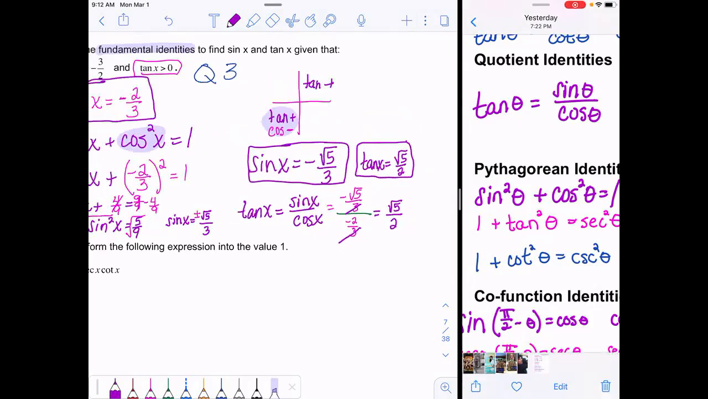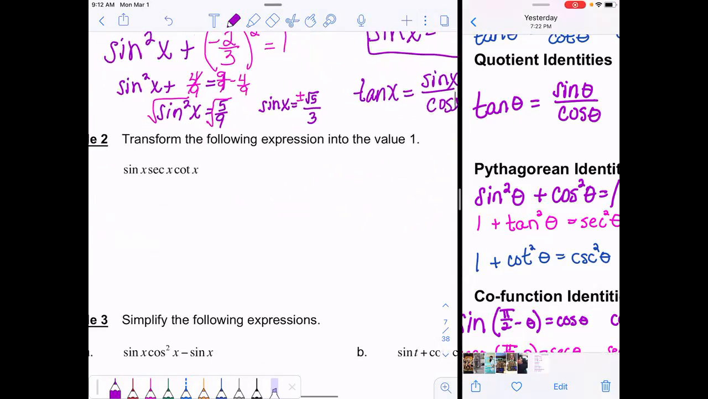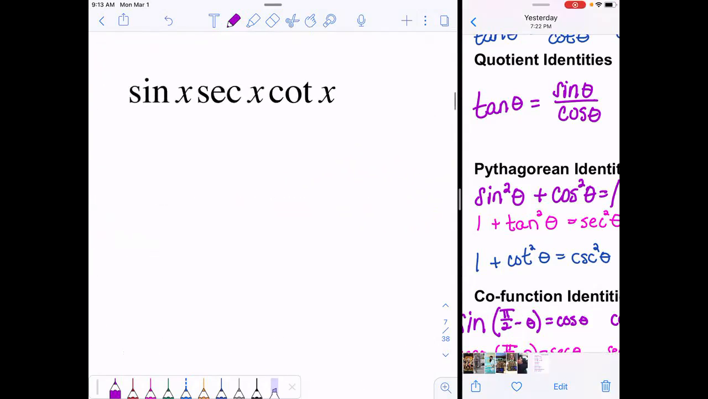All right. So looking at example 2, it says transform the following expression into the value of 1. So they're telling us that eventually it's going to be equal to the number 1. We're going to try and use identities to simplify it or transform it to become the value of 1. We have the sine times the secant times the cotangent. And again, you want to look at those identities and try and think about which identity you can use to replace a function in your expression.